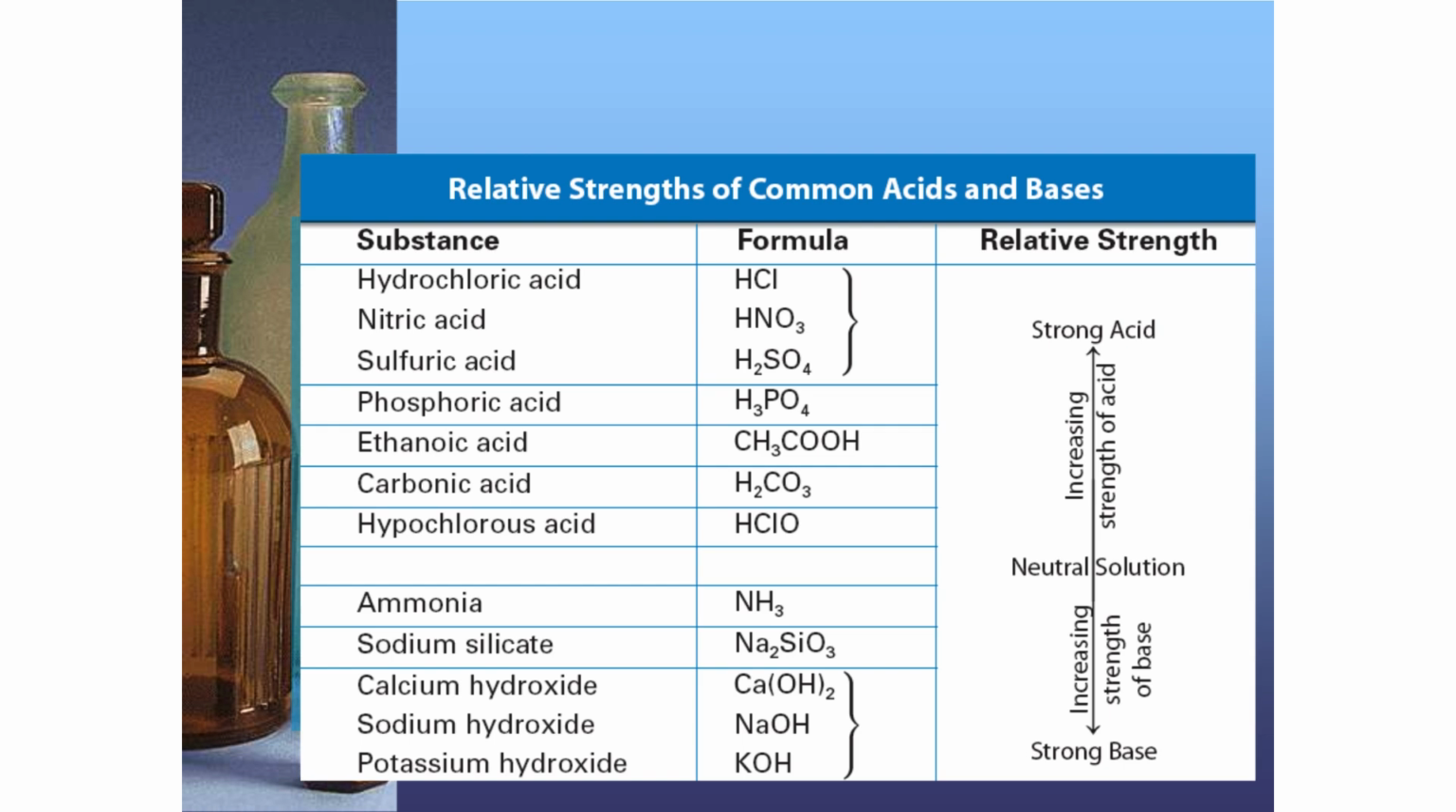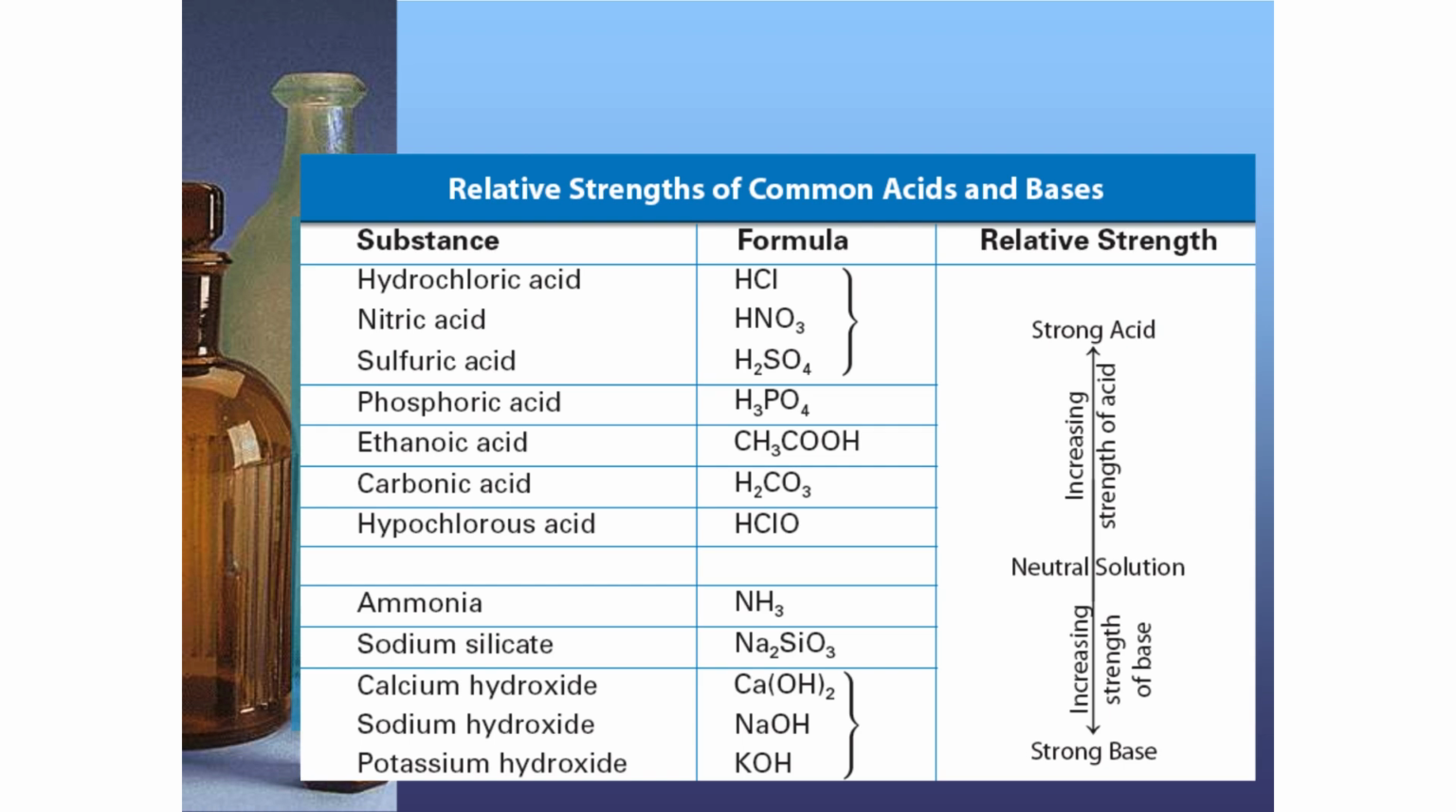On the base side, ammonia, NH3, is listed for a neutral solution. And then we have bases of increasing strength like sodium silicate, Na2SiO3, calcium hydroxide, Ca(OH)2, sodium hydroxide, NaOH, and finally potassium hydroxide, KOH, which is a strong base.